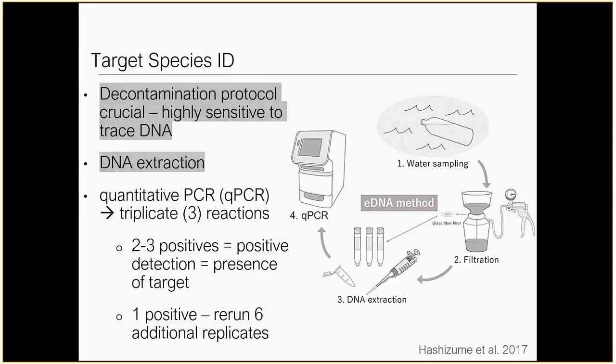So then when we would do DNA extraction from these filters or from a soil sample, and in target species ID, we would use quantitative PCR and do this in a series of replicate reactions. And basically, in these replicates, did we get positive hits or did we not? And that's the end of our analysis.